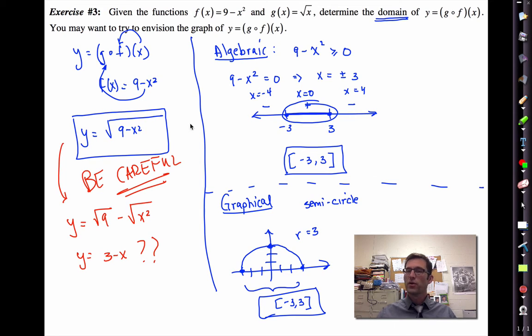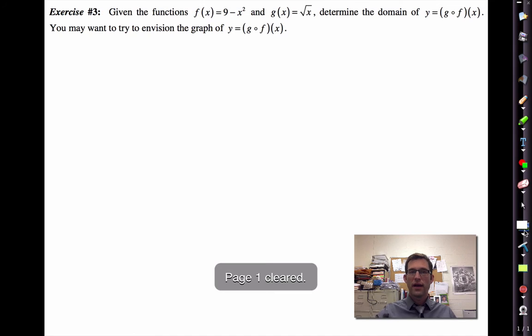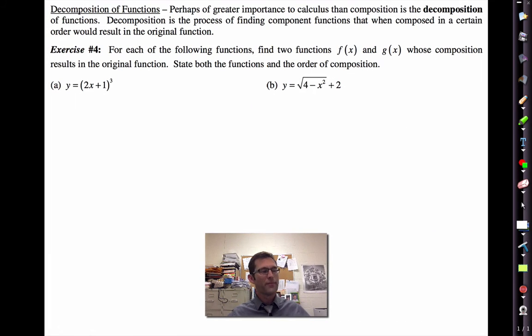All right, here we go. Cleared and moving on. Backside of the sheet. All right, so what's interesting is in calculus, although composition of functions is important, what's actually more important is the decomposition of functions. And this is exactly the opposite of what we just did.